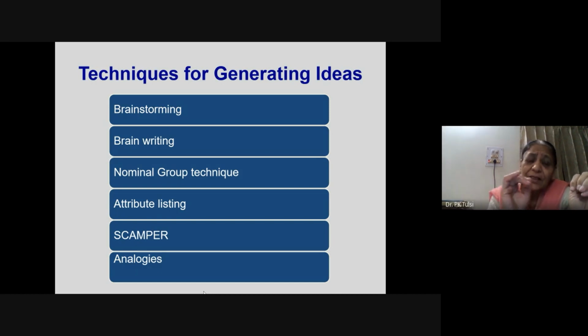No evaluation is carried out immediately when the idea is given. So there is free flow of ideas. Any weird idea given by a member is taken up. And then once the ideas have been generated, a small committee is constituted to evaluate the ideas. Likewise, brain writing. So people keep on writing the ideas that come to their mind, and then all those slips are taken up. Then nominal group technique is another technique which is used.